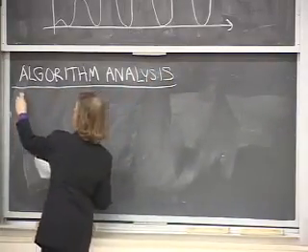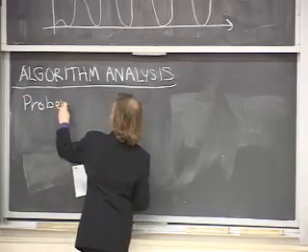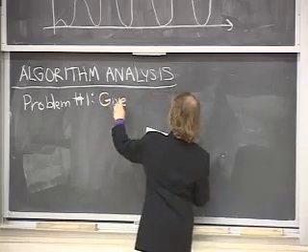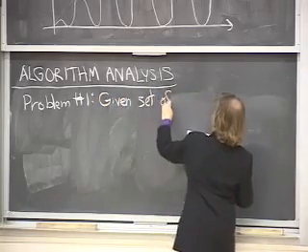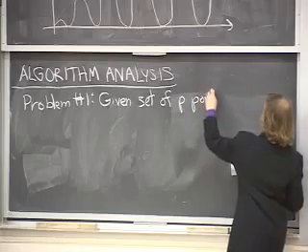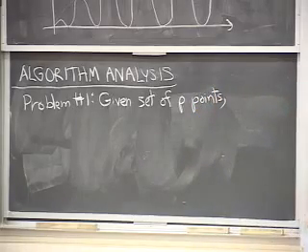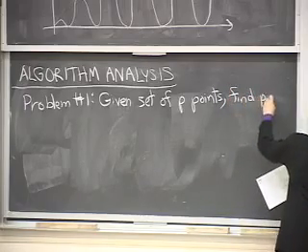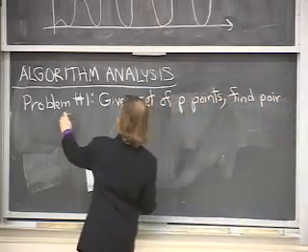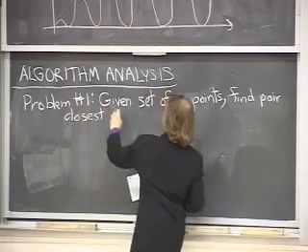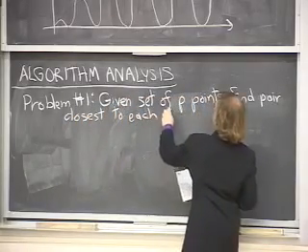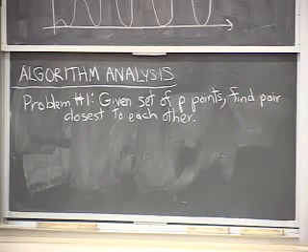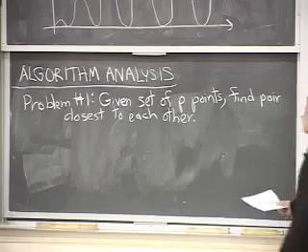So let's start with a relatively simple problem, albeit interesting enough to be not totally trivial. You're given a set of points. There are p of them. Maybe they're in the plane, maybe they're in 3D space, it doesn't really matter. What we want to do is find the pair that's closest to each other. So I want to give you an algorithm for this problem, and then we'll see how fast it runs.